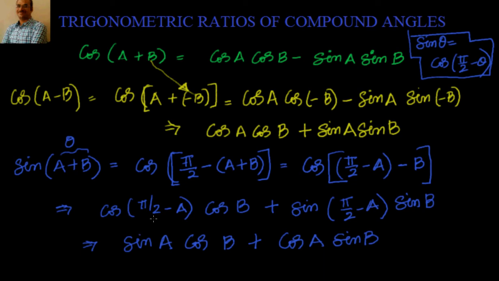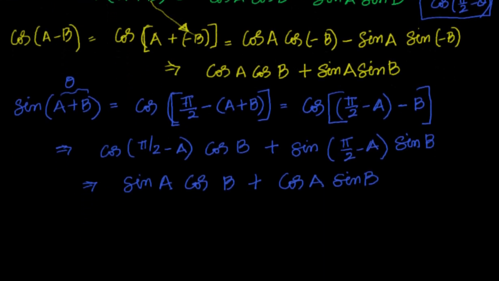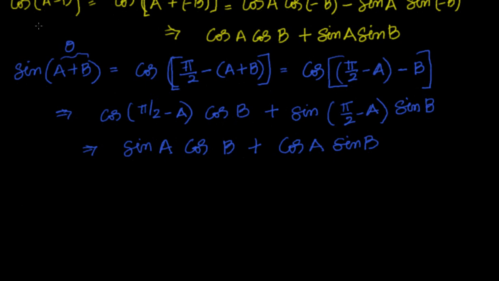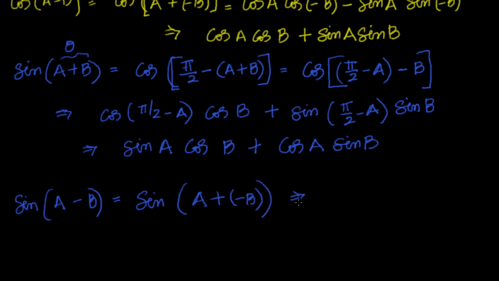That is nothing but cos of (pi/2 - a) cos b plus sin of (pi/2 - a) sin b. Now we have known what is sin of (a + b). Now in similar lines we can find out what is sin of (a - b), like we did earlier. Sin of (a - b) is equal to sin of (a plus minus b). This is my a and this is my b. You know the formula here itself.